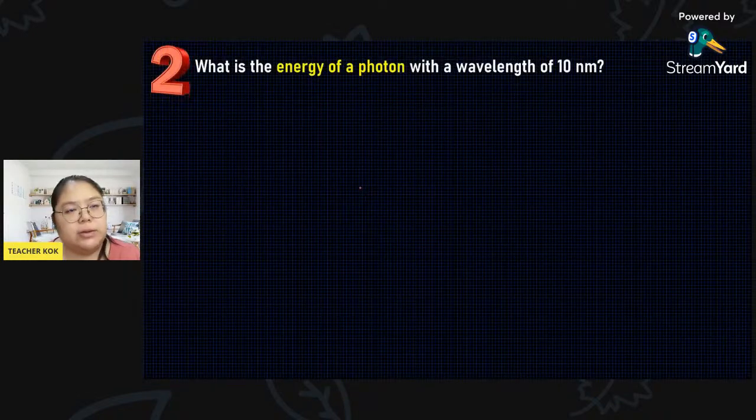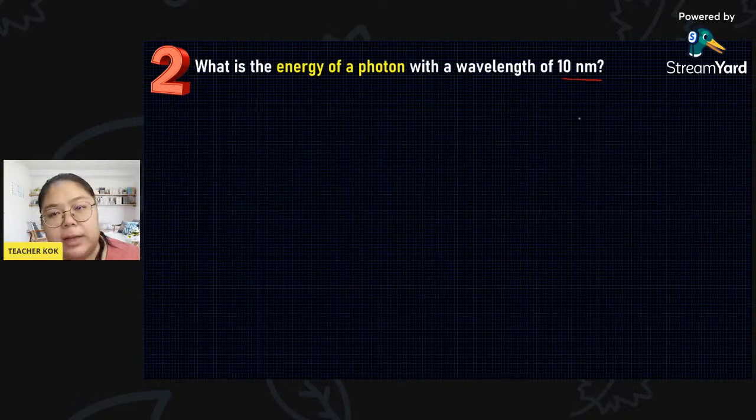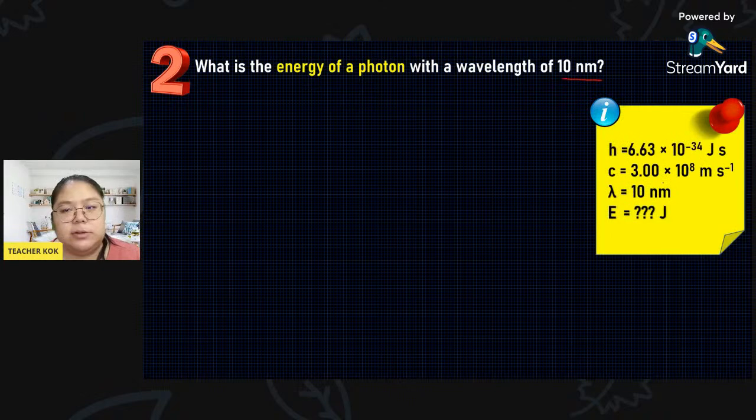Okay, next part is question 2. What is the photon energy for the wavelength of 10? Now the question gives you lambda. Just now it was frequency, now it gives you lambda. So that means we need to change the formula. Cannot use F, so you must convert F to C over lambda. Okay, so the info is still the same, H, C. But now one extra, lambda. No F.